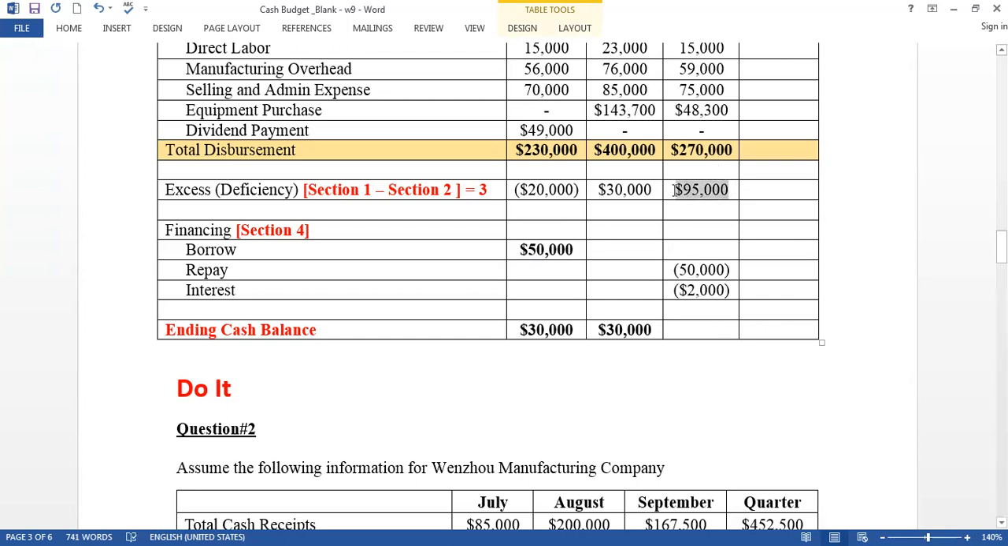So we have $95,000 available. We pay our borrowing money. We pay interest. After paying this, we have money above 30, right? But our requirement is a minimum of 30. So it is $43,000. You can see that it is $43,000.